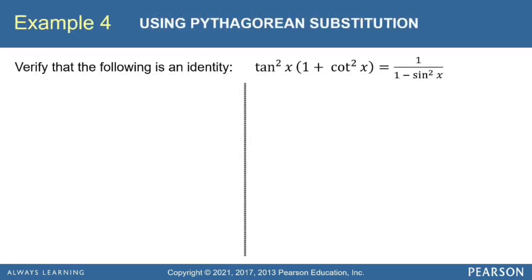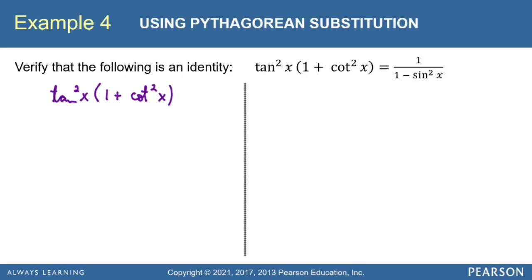So here's example 4, and it says verify that the following is an identity. Tangent squared x times parentheses 1 plus cotangent squared x is supposed to be equal to 1 over 1 minus sine squared x. Now when I look at this equation, the left side of the equal mark looks more complicated to me than the right side because the left side involves 2 different functions. So I'm going to go ahead and copy that left side of the equation onto the left side of my proof.